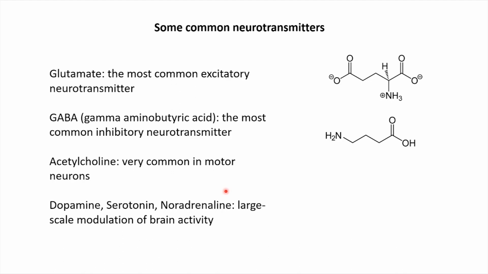So they can affect processing in large parts of the brain. And this is not a complete list. There are many more neurotransmitters that are present, but these are the more common ones. The reason for having multiple neurotransmitters is that it adds to the flexibility.